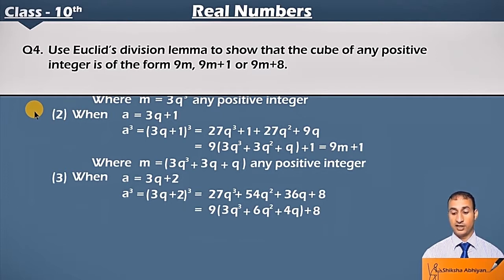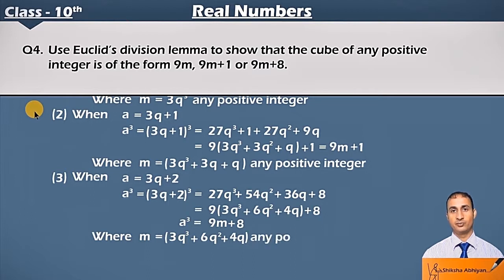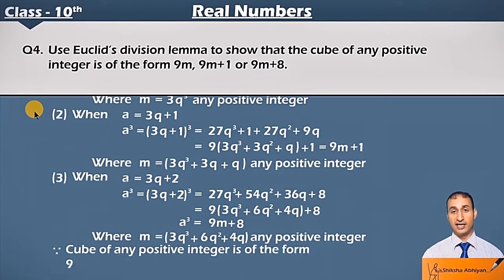Now see that it can be written as a cube is equal to 9m plus 8, where m is equal to 3q cube plus 6q square plus 4q, any positive integer. So cube of any positive integer can have any form 9m or 9m plus 1 or 9m plus 8. So we have shown the question.